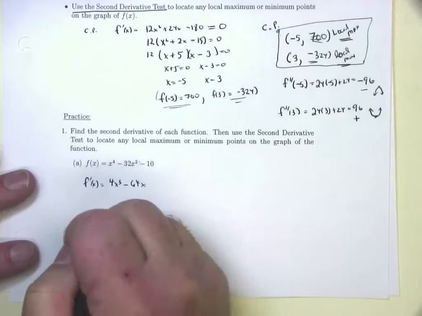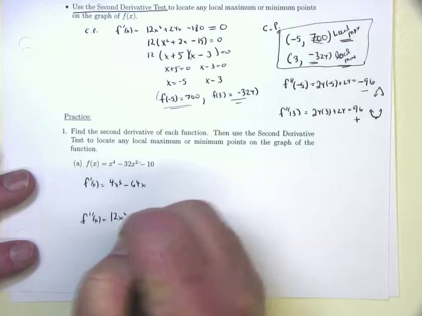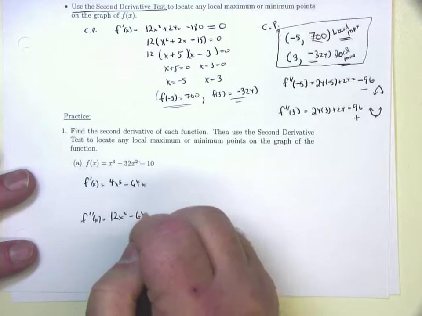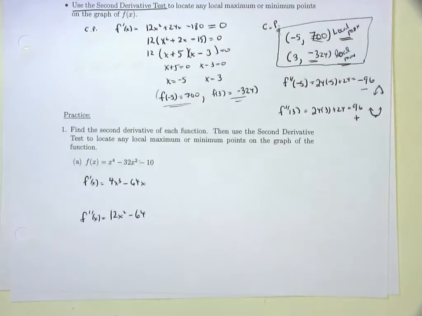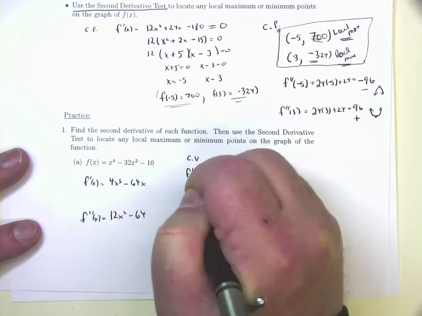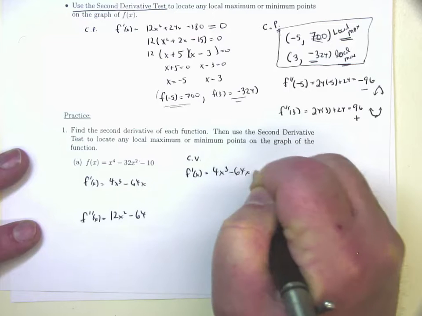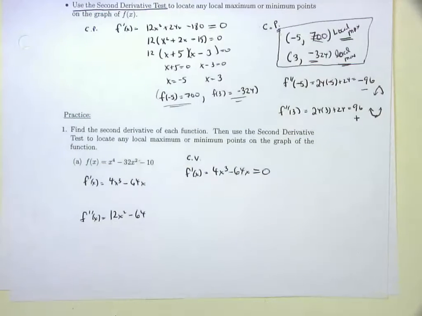Now I'm going to take the second derivative. Derivative of 4x cubed is 12x squared. Minus the derivative of 64x is 64. So there's my second derivative. But to actually find the critical values, I'm going to take my first derivative, which is 4x cubed minus 64x. I'm going to set it equal to 0, and I'm going to solve. I've got to find my critical values. Same thing as what we did in chapter 3.